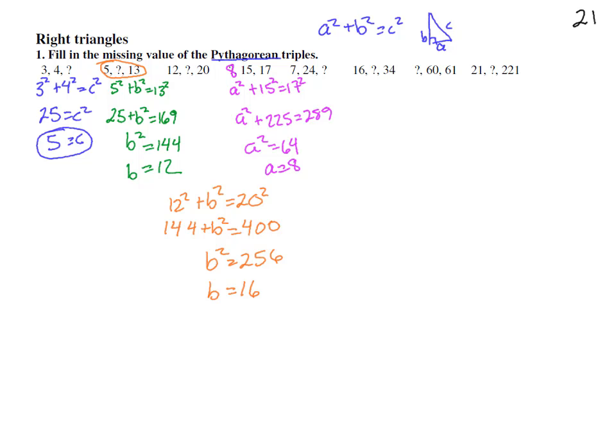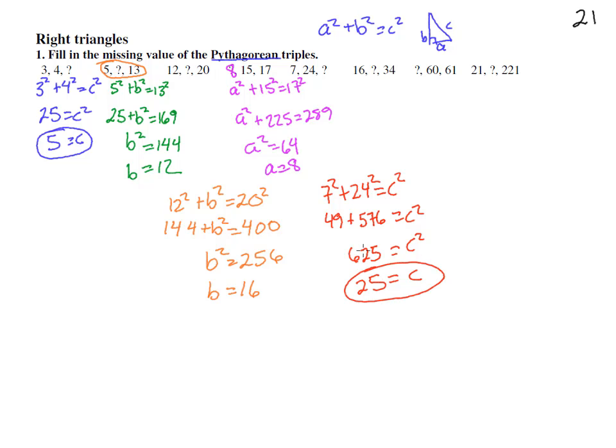And the next one is 7, 24, blank. So we get 7 squared plus 24 squared equals c squared. It's 49 plus 576. I believe that's correct, equals c squared. C squared equals 625. Oh, hey, we know that one. C is 25. Now we see why it was so valuable to learn the squares up to and including 20 and 25 and some of those others. So this is a 25.